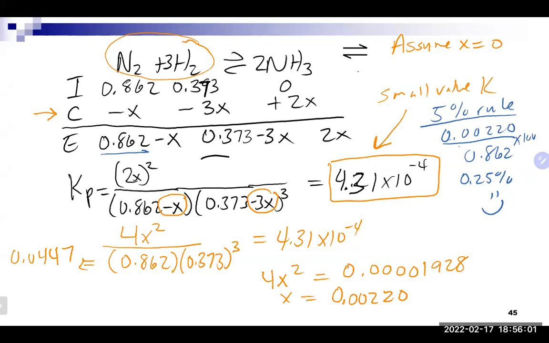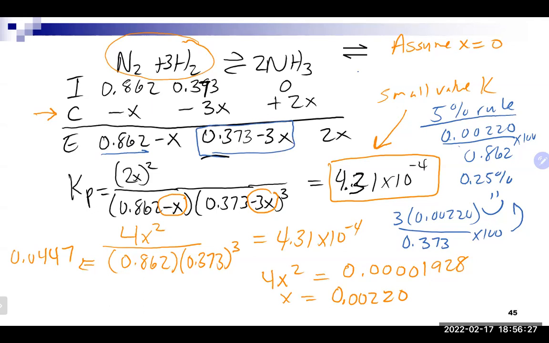And again, if you're going to check the other one, you basically would take 3 times 0.00220 divided by 0.373 and times 100%. And I believe you're good as well. You would not have to cube it. You just put it into the equilibrium here. You put it in there, yeah.